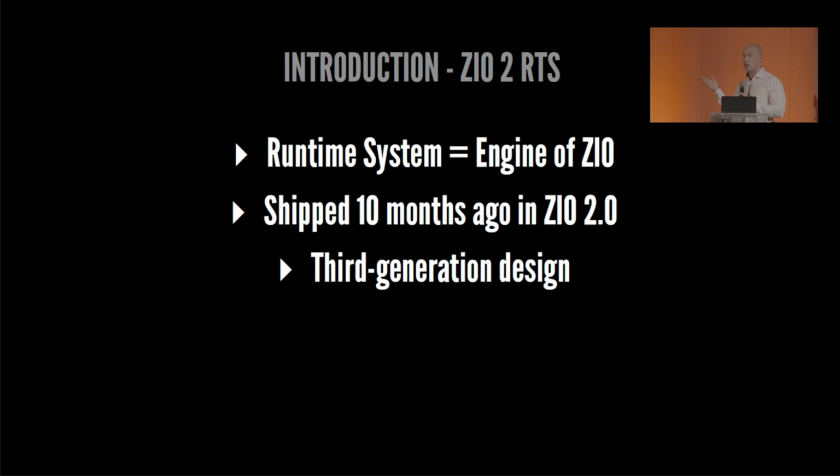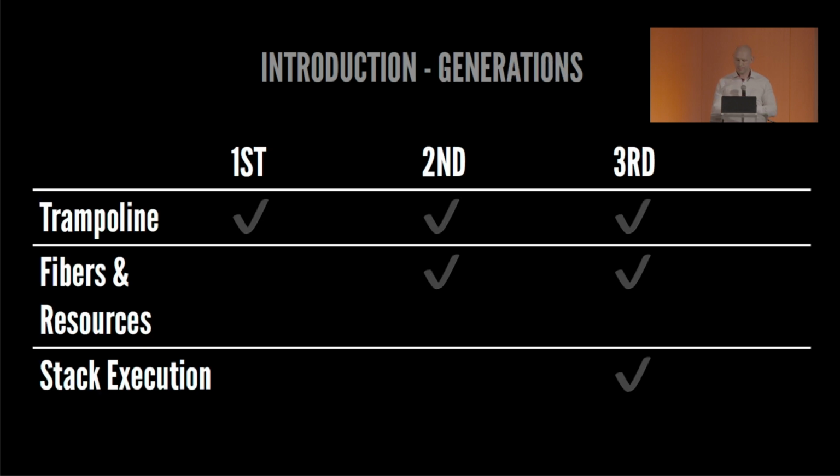So it's relatively new in the grand scheme of things. It takes actually a few years for a runtime system to go from the first time it breathes life to a point where it's very mature and solid and basically can't be improved anymore. And ZIO 2's runtime system is very, very early. And it actually featured the first so-called third generation design of any effect system.